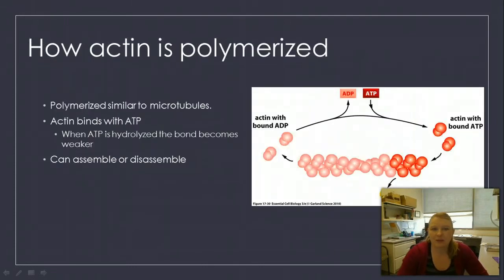So here's how actin is polymerized, and it's very similar to how we did microtubules, where the monomers are bound with ATP in this case, and we talked about GTP being used for the microtubules. The actin molecule with the ATP is going to bind, and this creates that actin filament. As that ATP is hydrolyzed, the bond between the actin molecules becomes weaker, and then it disassembles, and ADP is released. Then when ATP rejoins, it joins the actin again. This allows for polymerization, so it assembles and disassembles very similarly to the microtubule.